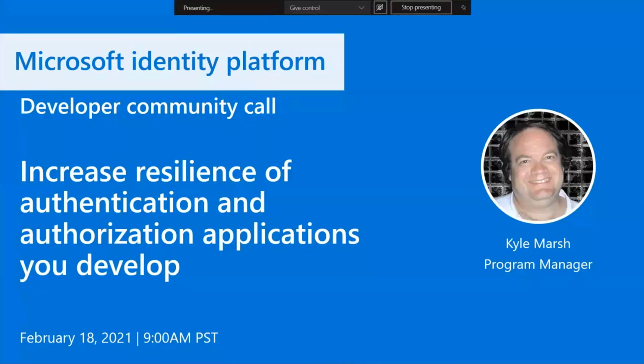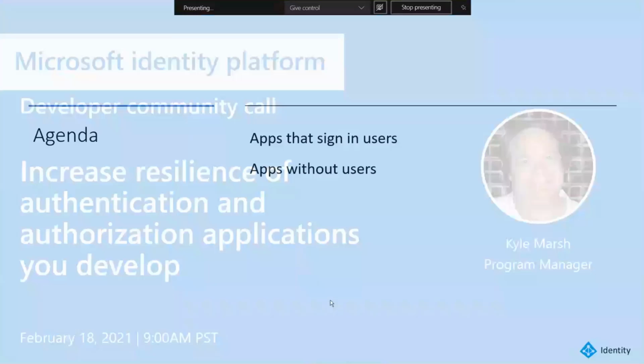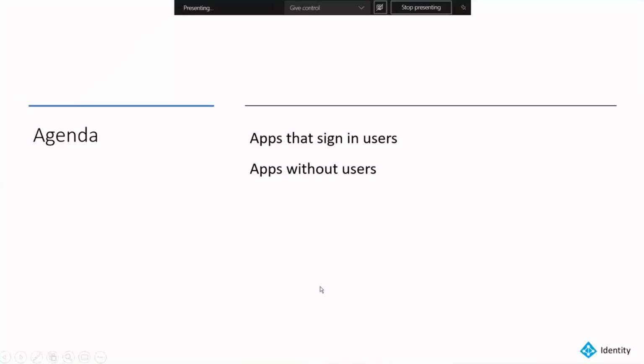What I'm going to talk about today is resiliency with respect to the applications that you create. And I'm going to break it broadly into two areas. First off, we're going to talk about applications where there is a user in front of the application and there's an authentication that has to happen for the user, as well as authorization to call various APIs. And then we'll talk about areas where we don't have a user in front, a service or a daemon of some description, and what you can do to increase your resiliency there.